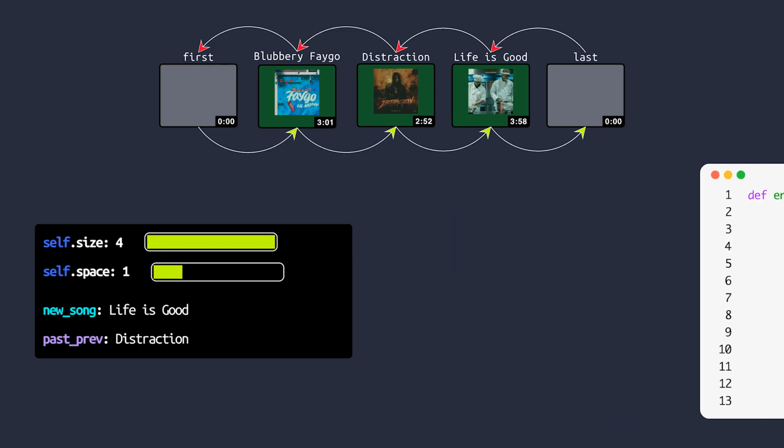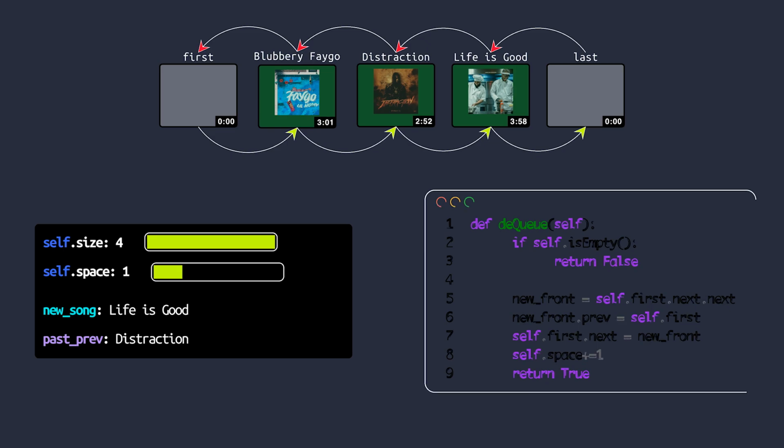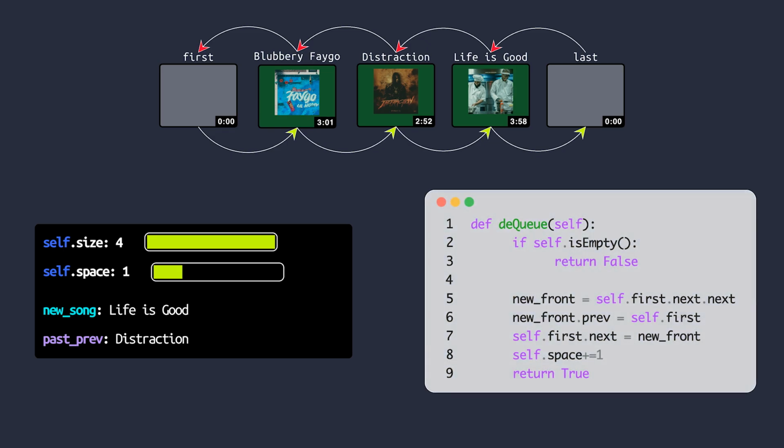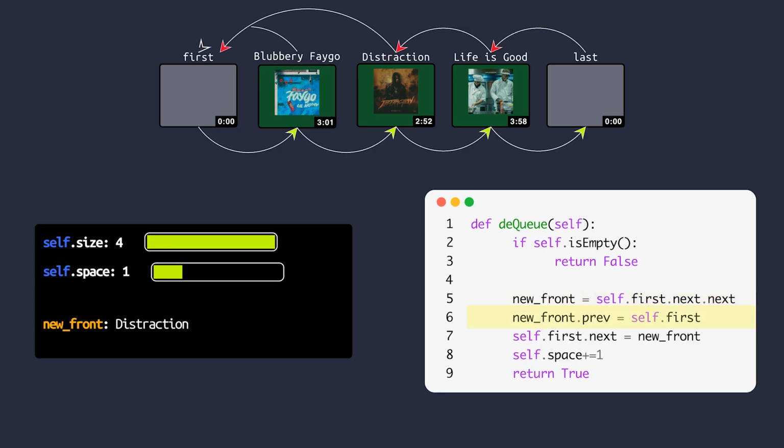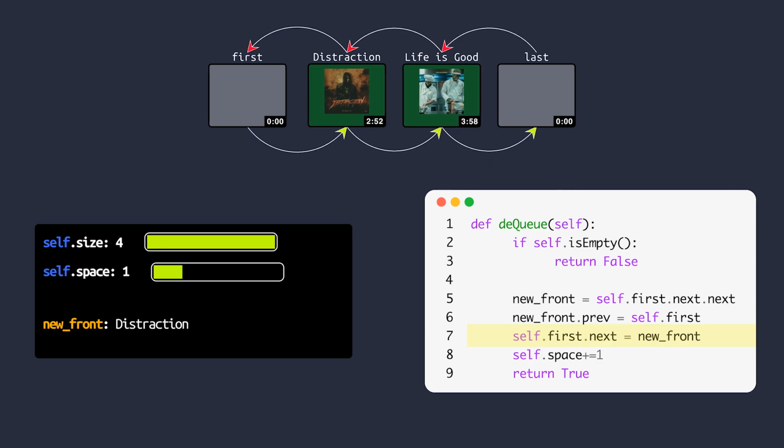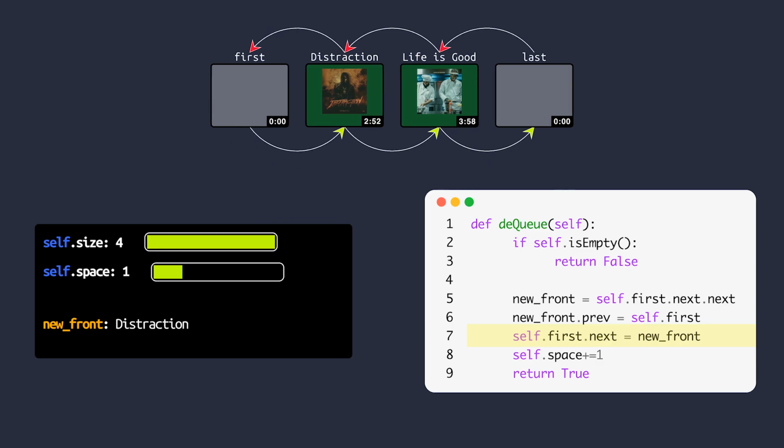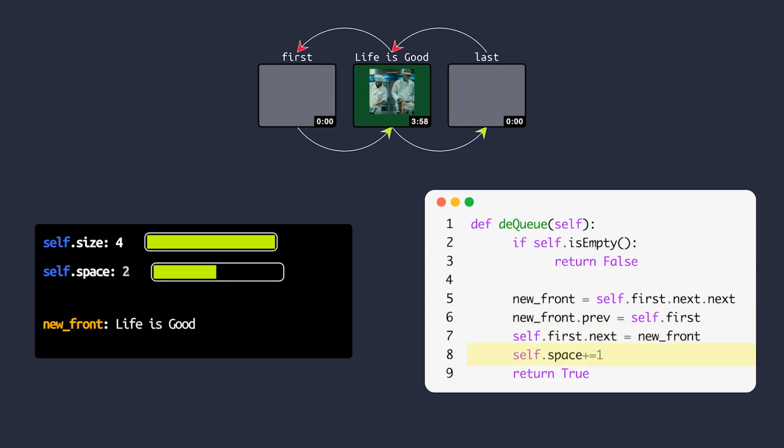Nice. Now let's try the DQ operation. By this point, you do know how FIFO works, right? Blueberry Faygo was the first song that was added, so it goes out first. You also remember how to remove songs in the playlist. Yes, just breaking pointers to the target song. Kind of like jumping over. Looks like we've freed up some space, so let's increment. At this point, I want you to take a minute to really internalize the process.